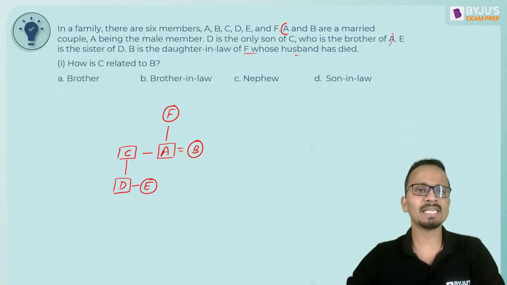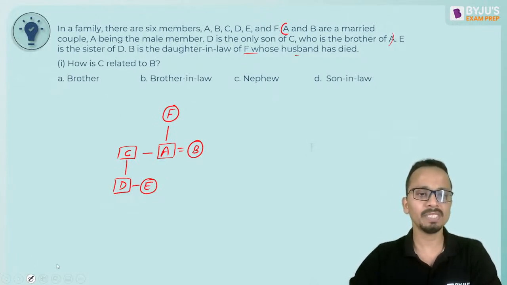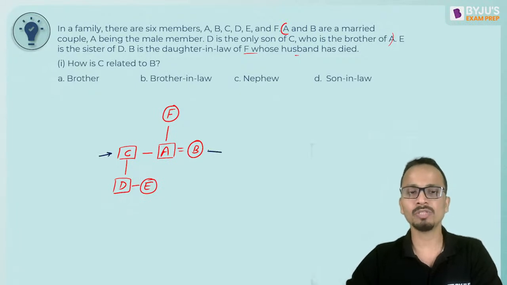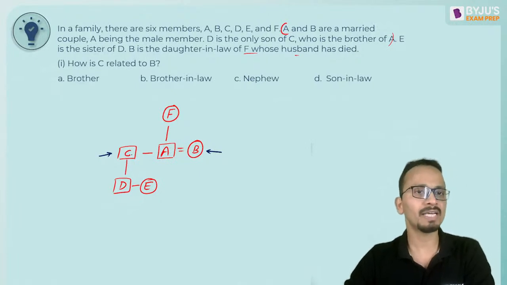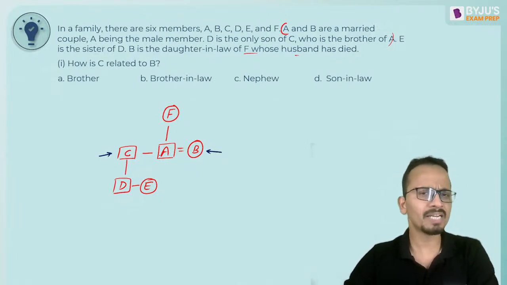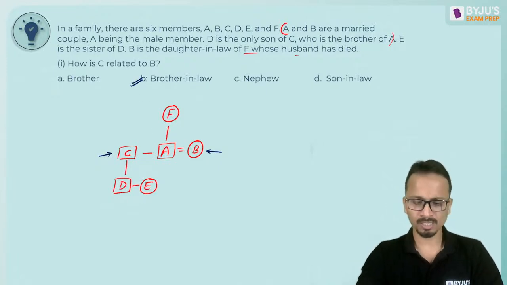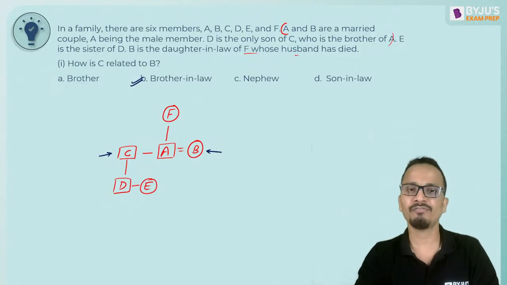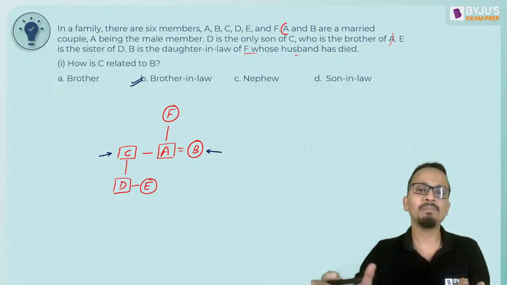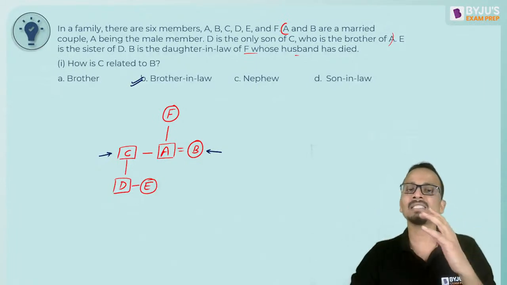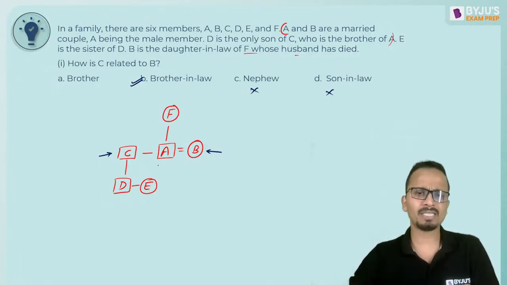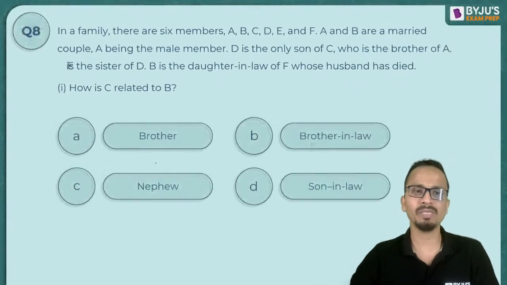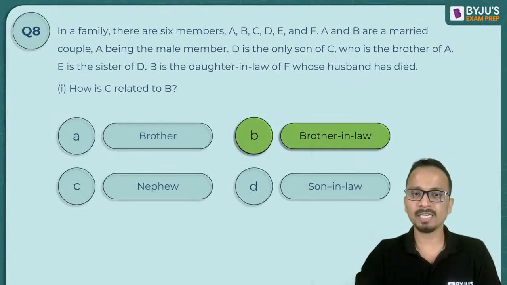So now you all can easily answer this one. How is C related to B? So how is this person related to this person? Now C is the brother of B's husband. So C will be the brother-in-law of B. So yes, the correct answer should be option B and not the nephew. Now understand that both C and B are at the same level. So answer cannot be nephew, answer cannot be son-in-law. It can be brother or brother-in-law, but the family tree shows clearly that the answer will be brother-in-law. So yes, correct answer is option B.